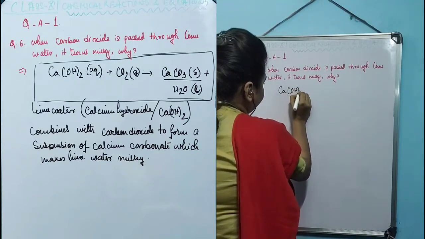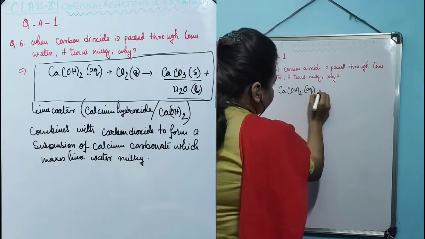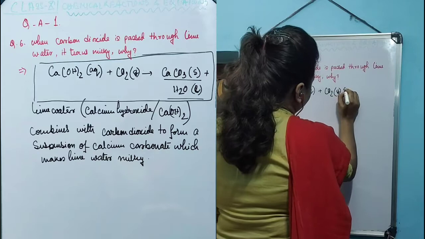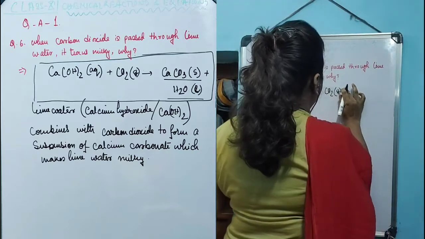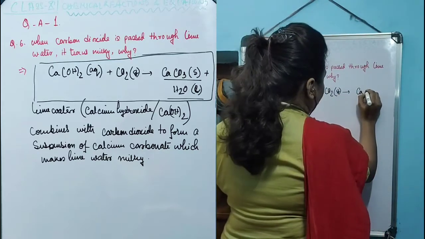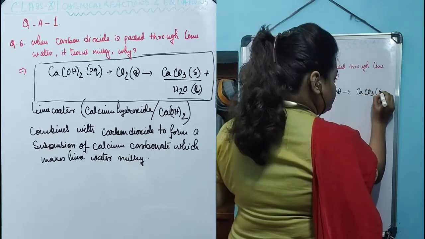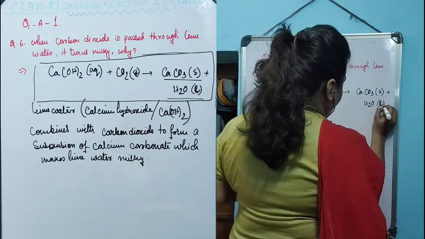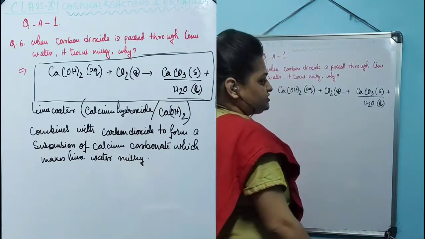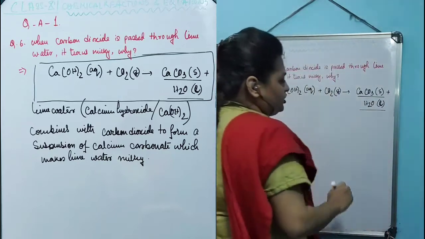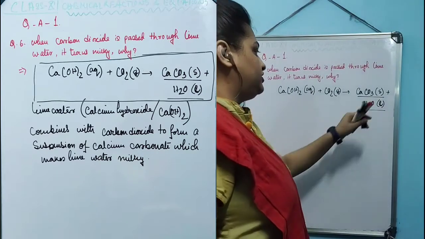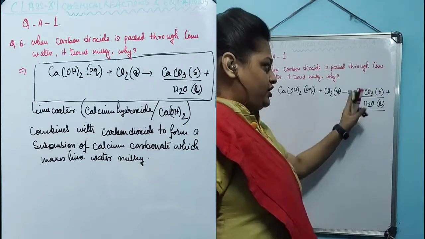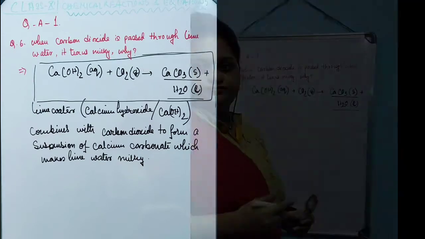calcium hydroxide in aqueous medium reacting with carbon dioxide in the air, producing calcium carbonate, which is solid in nature, and water. As it is a white solid, a suspension of calcium carbonate solid in the water can be observed, which makes this entire solution milky after the reaction.